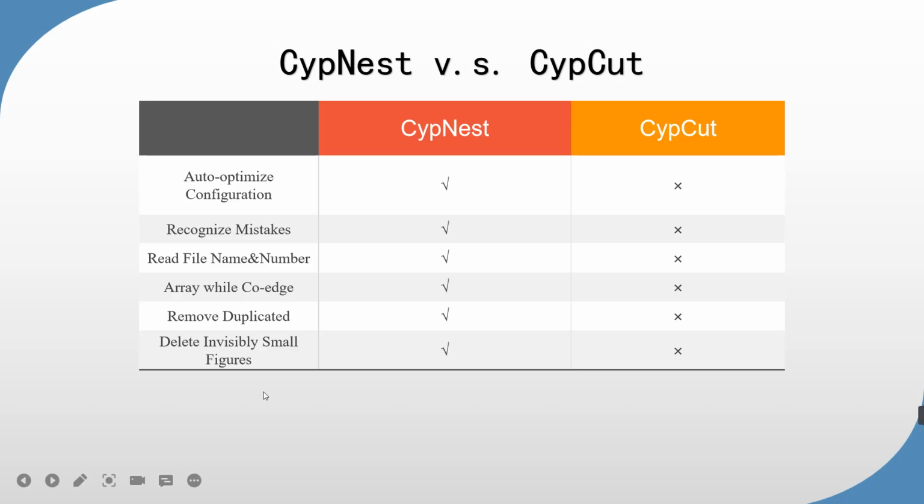It can recognize and help modify mistakes, read file name, part number, as well as doing array and co-edge at the same time. When it comes to cutting path, the remnant path types CypCut supports are rather limited, and it has only one sorting way of manually clicking.